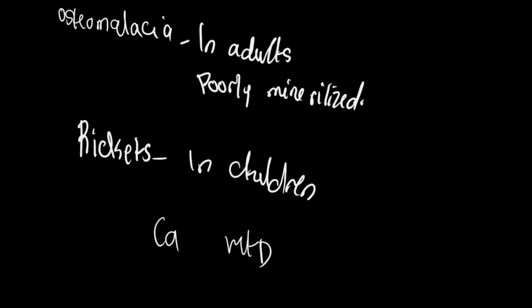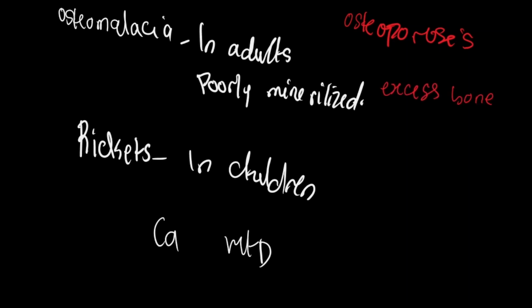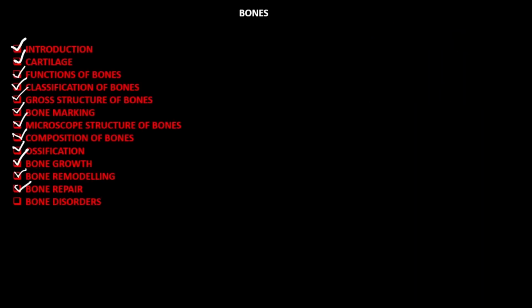The next bone disorder we'll be considering is osteoporosis. This majorly takes place in the elderly. It takes place in much older people, especially older women, and it's associated with an excessive bone reabsorption. Osteoporosis is actually not one particular disease. It's actually a group of diseases where the bone reabsorption exceeds bone deposition. Alright, so that's what we have for bone disorders.